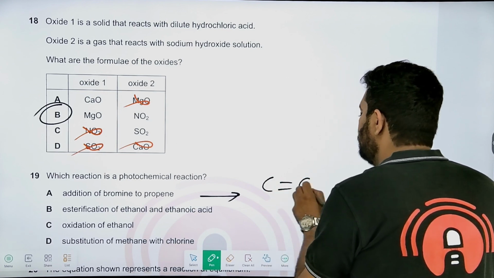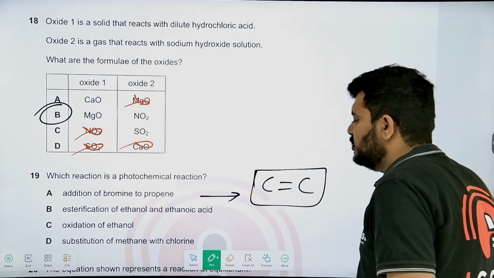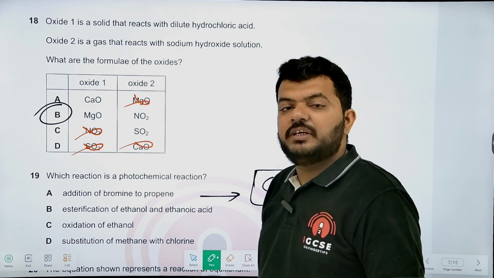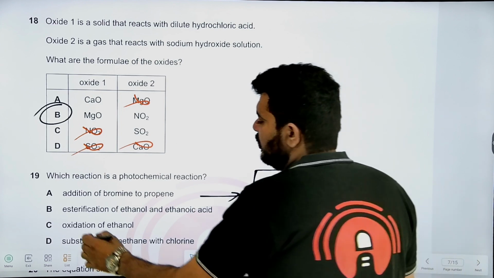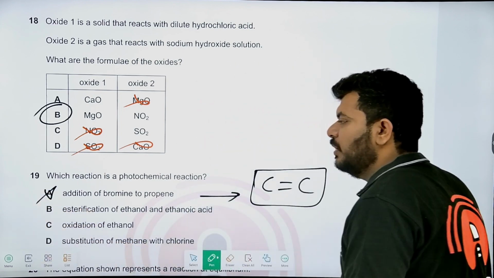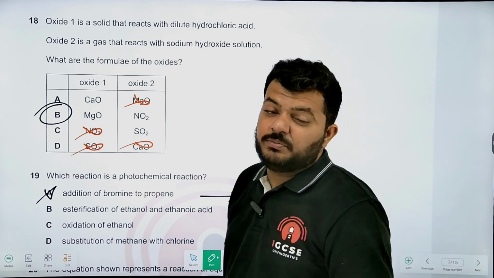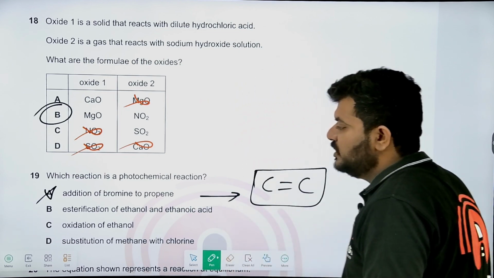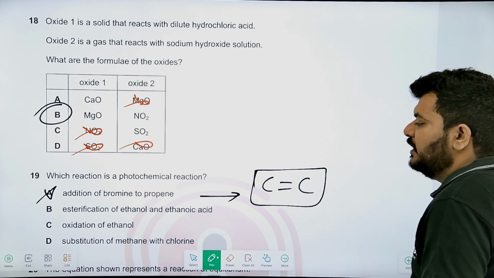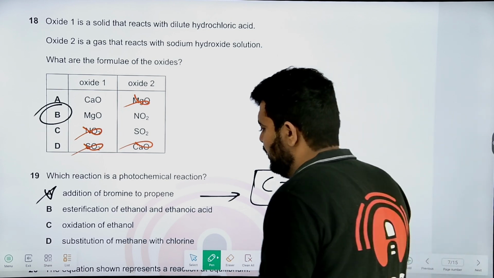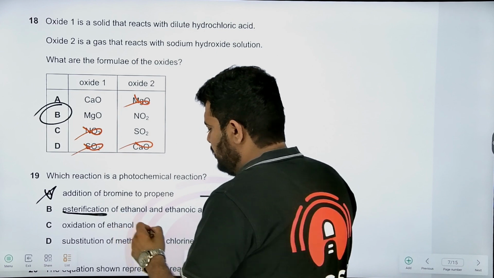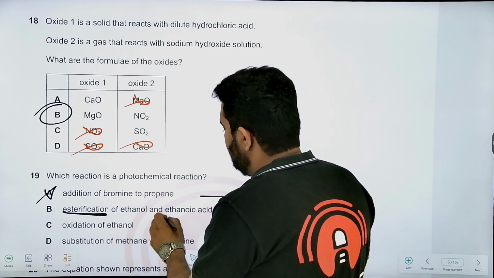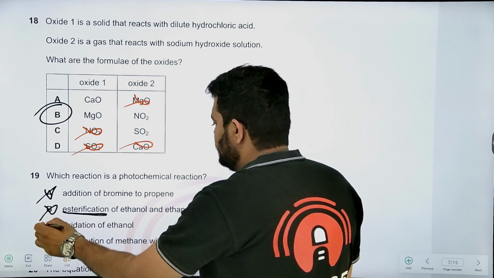This double bond will break anyway because it wants to form a saturated compound. So addition is not a photochemical reaction. I would say substitution will be a photochemical reaction. Esterification of ethanol with ethanoic acid. I think this is a dehydration reaction, right?